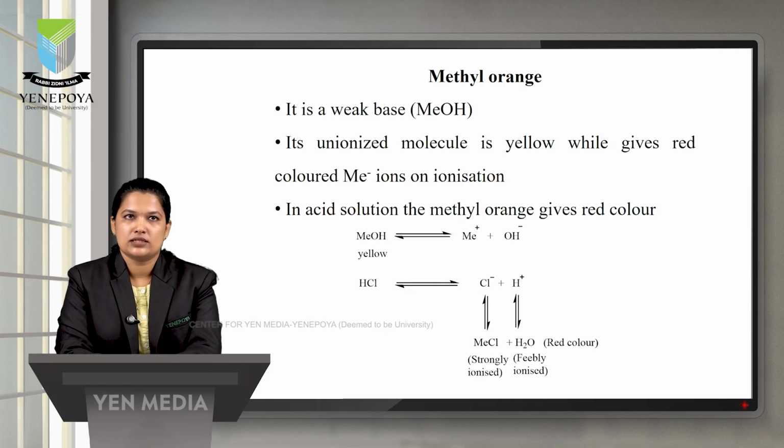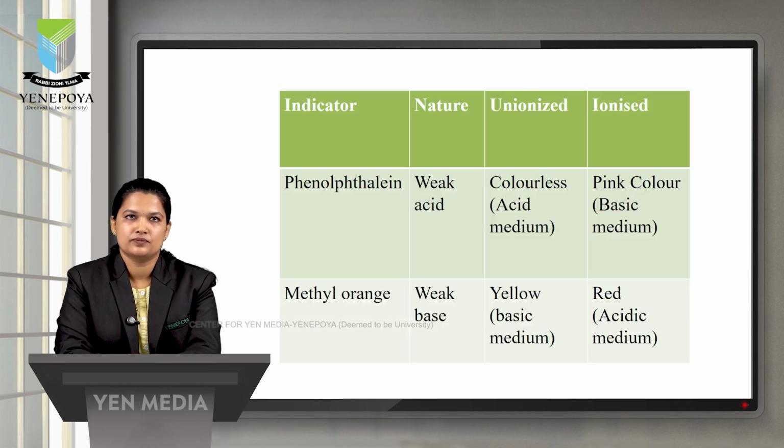Next is methyl orange. It is a weak base, and the unionized molecule shows yellow color and gives the red colored Me plus ion on ionization. The acid solution of methyl orange gives the red color. The MeOH dissociates to give Me plus and OH minus, and HCl dissociates to give Cl minus and H plus. This Me plus and Cl minus combine to give MeCl, which shows the red color, and H plus and OH minus combine to give a water molecule.